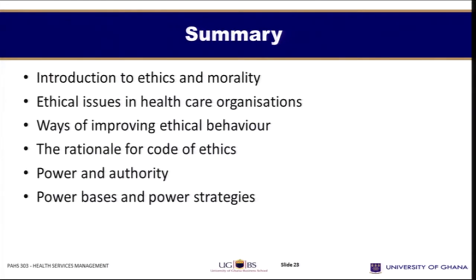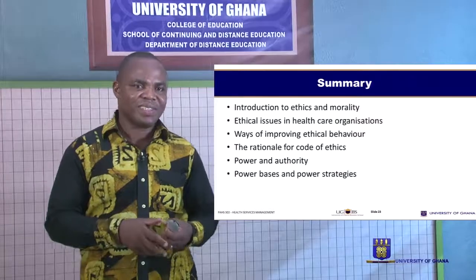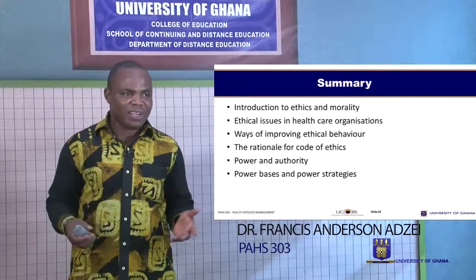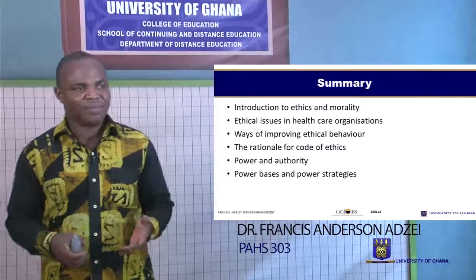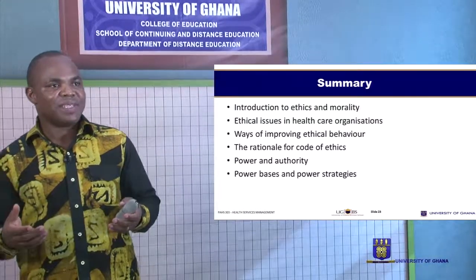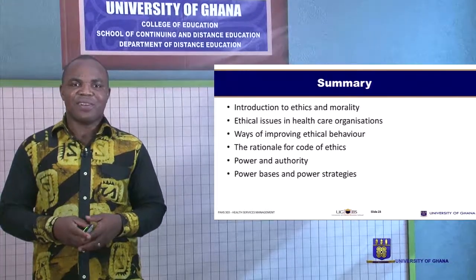To summarize, we have looked at ethics and morality, the ethical issues that usually confront health service organizations, how to improve upon ethical behavior, and then the rationale for the use of code of ethics, and of course, the power and authority, and the power bases and power strategies that are usually applied in organizations.